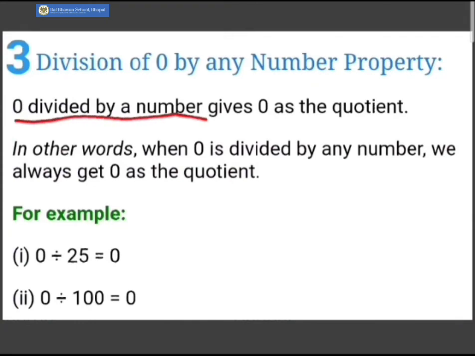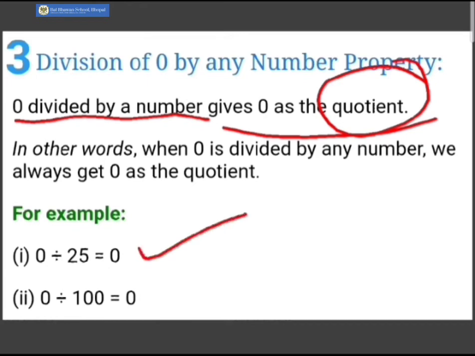0 divided by a number gives 0 as the quotient. Quotient is the answer of the division. For example, when 0 is divided by 25, we get 0 as the answer or the quotient. Similarly, even if we take a 3-digit number as the divisor and the dividend be 0, we get 0 as the quotient.